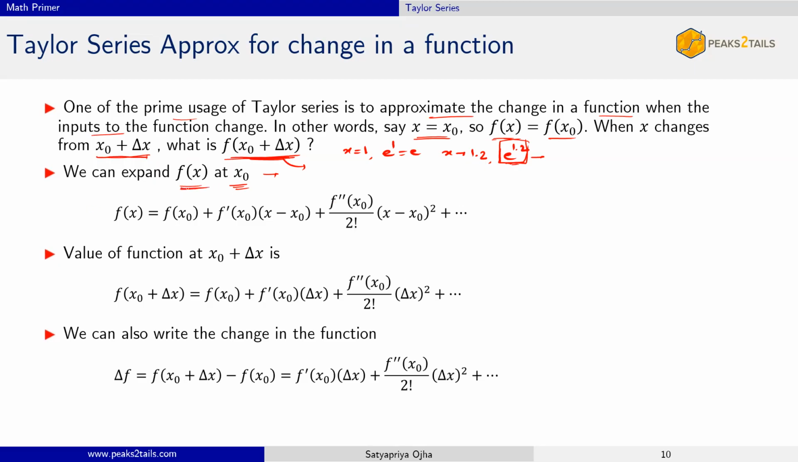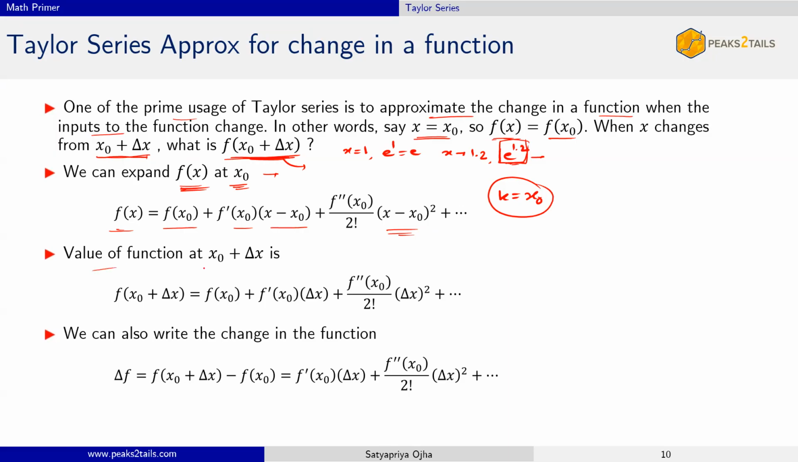All right, so let's expand f of x at x0 because we're trying to approximate the change of the function at x0. So this is our expansion, f of x equal to f of x0 plus f dash x0 times x minus x0. So k is basically your x0 at the moment. This expansion looks right. I have just replaced k with x0, that's all.